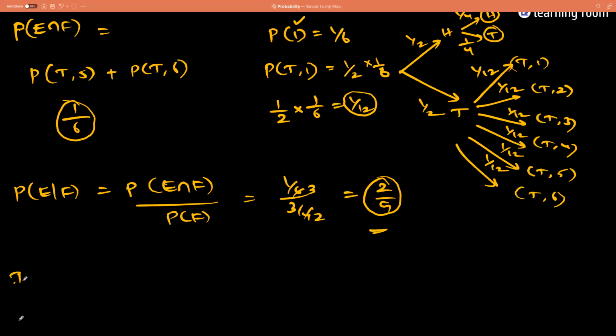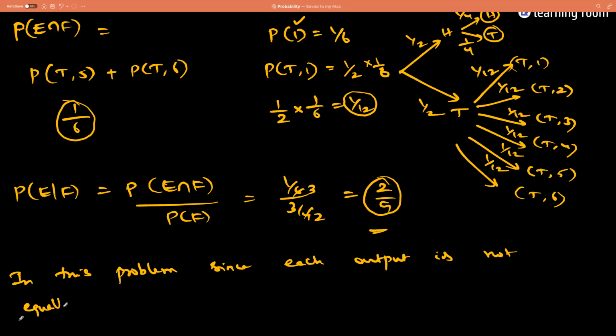Okay. I repeat, in this problem, why are we finding this kind of a solution? It is because the objects used are different. Since each output is not equally likely, we have to go with this method. Okay. So one thing you need to remember is into is used when you use the word and. Plus is to be used when you use the word or.